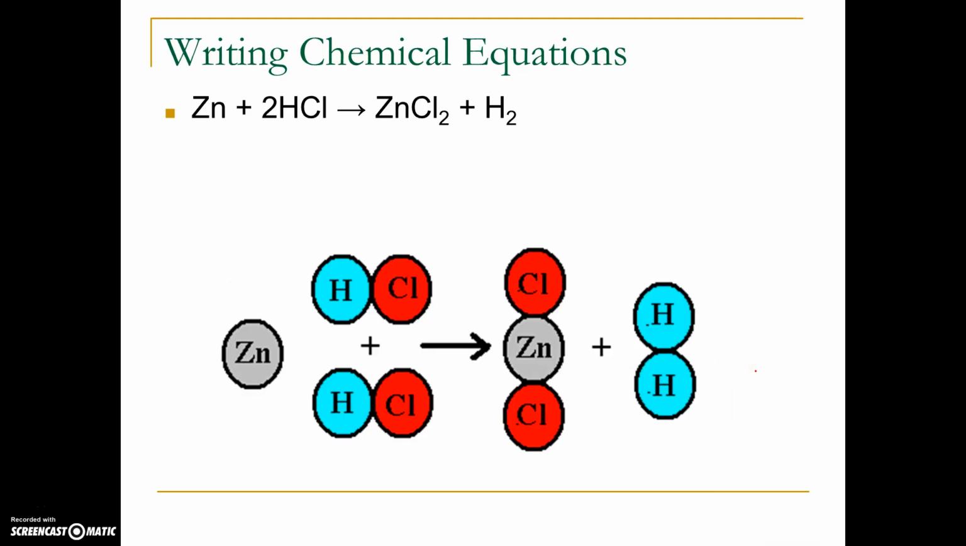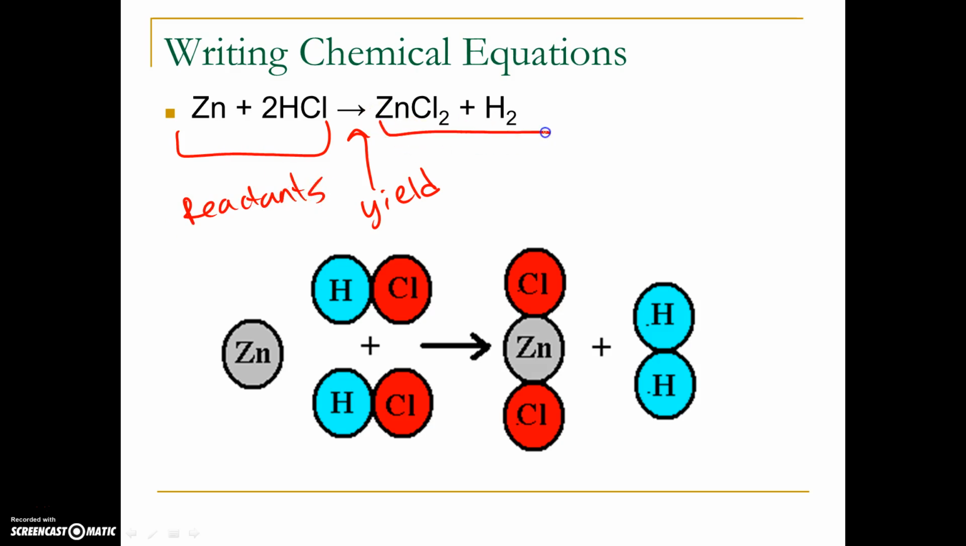So when we write a chemical equation, it looks like this top part here. It's got a few distinct parts. This arrow thing is called yield. The arrow means yield. The stuff on the left side of the arrow, or the yield sign, are called the reactants. The stuff on the right side of the yield are called the products. So the reactants are the things you put into the reaction. The products are the things you get out of the reaction.